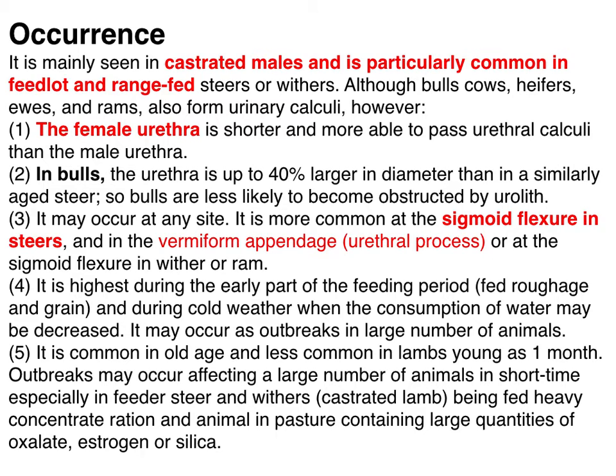It is highest during the early part of the feeding period for feed roughage and grain, and during cold weather when water consumption may be decreased. It may occur as outbreaks in large numbers of animals. It is common in old age and less common in lambs as young as 1 month. Outbreaks may affect a large number of animals in a short time, especially feeder steers and wethers, castrated lambs fed heavy concentrate rations, and animals on pasture containing large quantities of oxalate, estrogen, or silica.